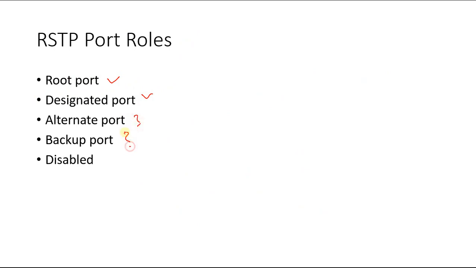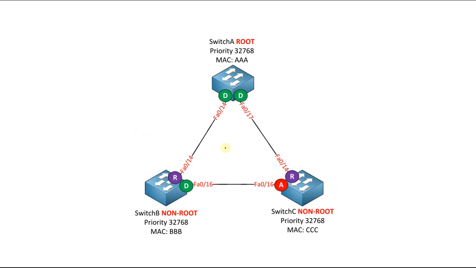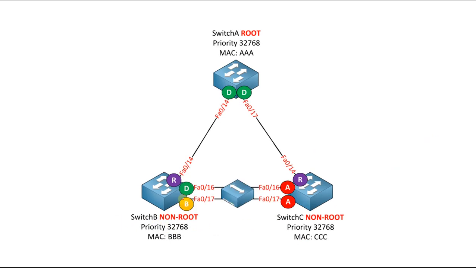We have covered root port and designated port, and we will now discuss the next ports in the RSTP, the alternate port and backup port. This is the blocking port in the RSTP. We call it the alternate port. The alternate port is on interface FA0/16 on switch C, because switch C has a higher MAC address than switch B, and both of them have the same priority.